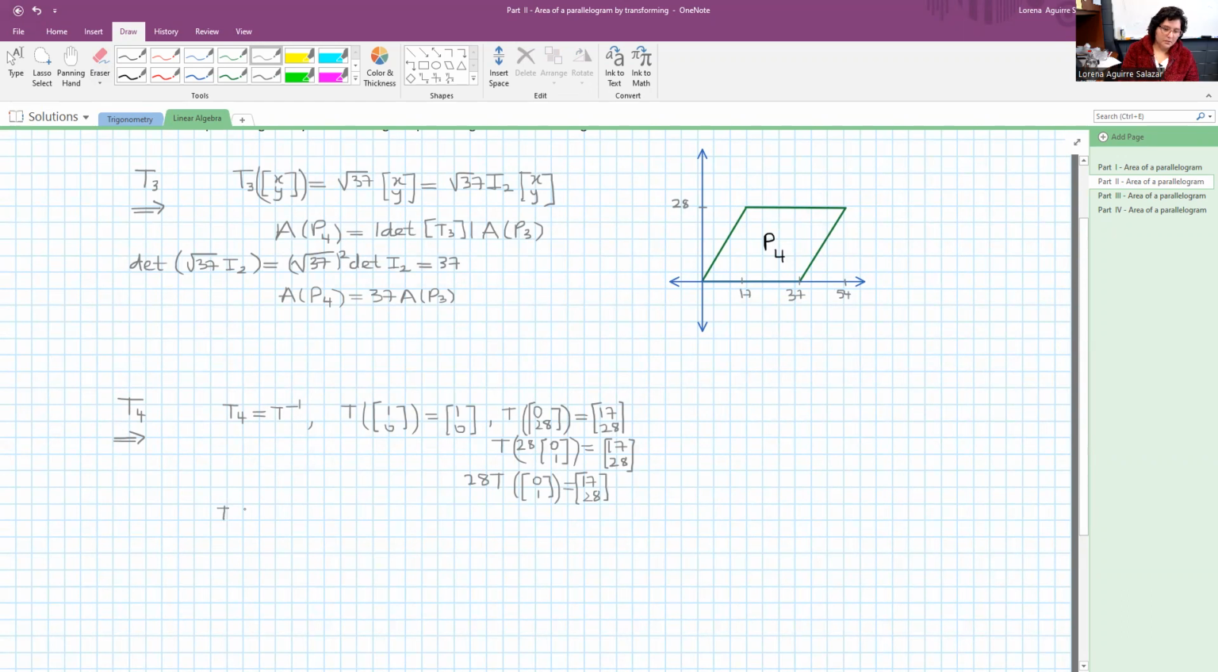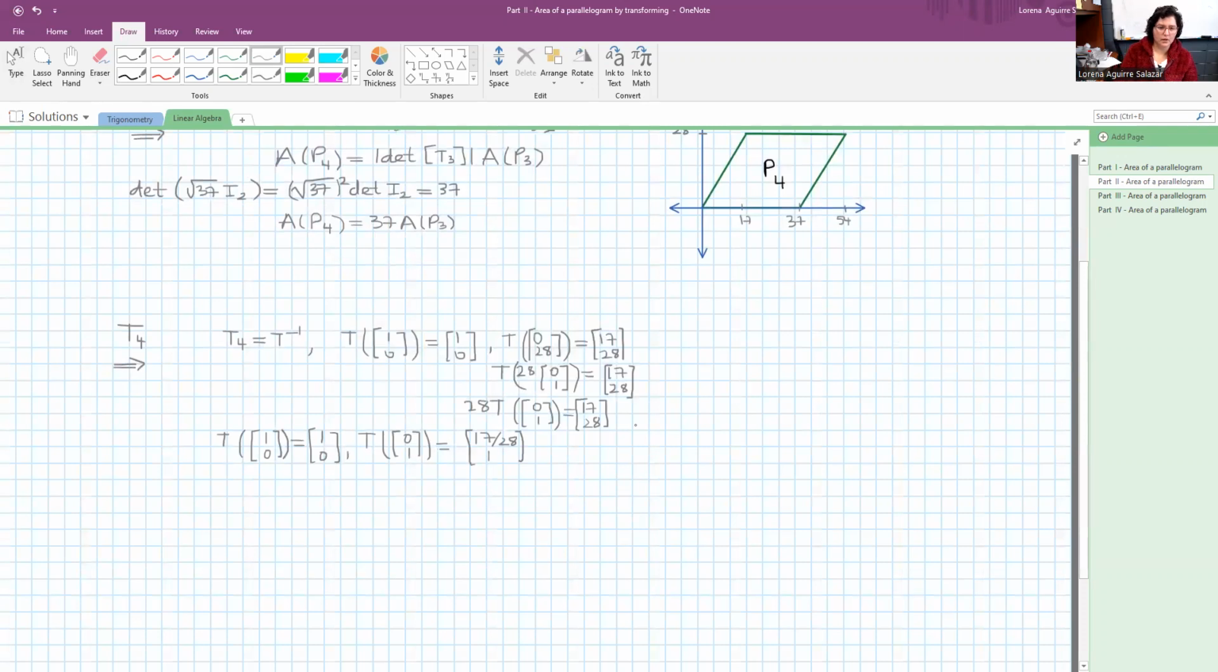So we're thinking of asking for T to map (1, 0) into (1, 0), and (0, 1) into (17/28, 28/28). So that's this one over here. Okay. Then the matrix associated with T is given by (1, 0) in the first column and (17/28, 1) in the second column.